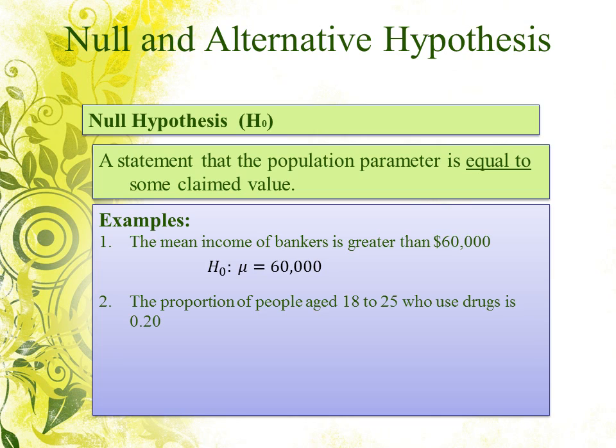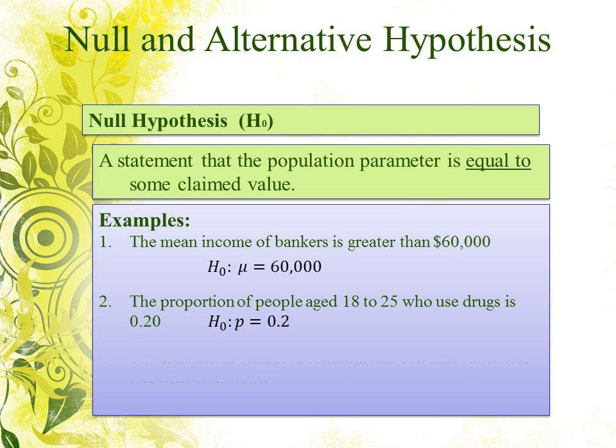Number 2, the proportion of people aged 18 to 25 who use drugs is 0.2. So here, my null hypothesis is P equals 0.2. One thing to note about the difference between example 1 and example 2: our null hypothesis in number 2 happens to be the same as the statement we had. The proportion is 0.2, so our null hypothesis is P equals 0.2. Whereas in example 1, the mean is greater than 60,000, but we had to change our null hypothesis to be an equal statement, mu equals 60,000.